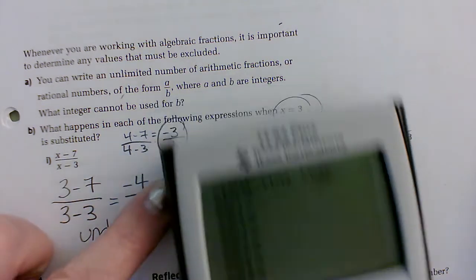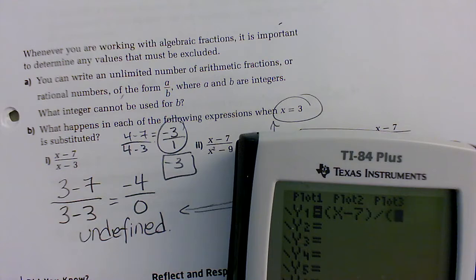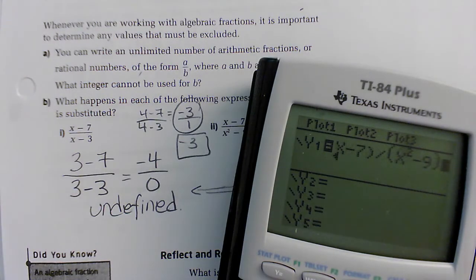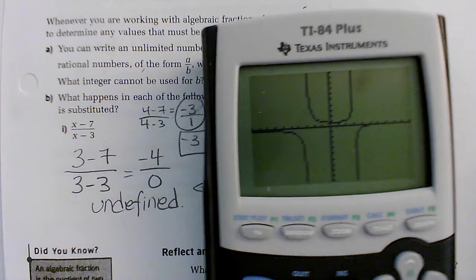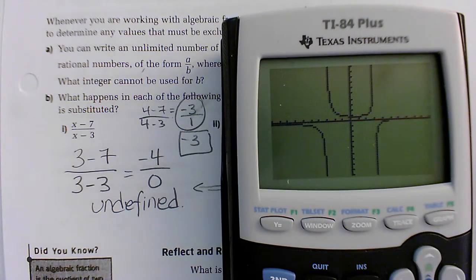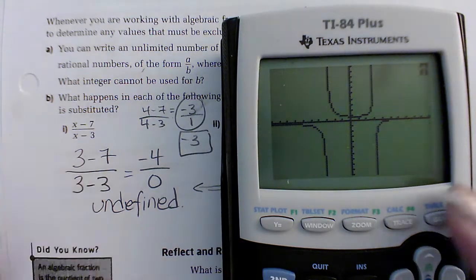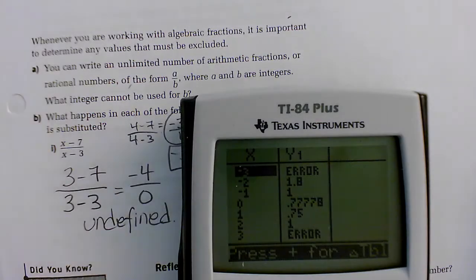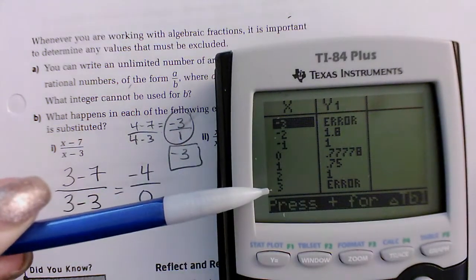All right, so let me see if this one gives you the x minus 7 divided by x squared minus 9. There we go. So if you have a new graphing calculator, it does not give the lines. But that's pretty cool, hey? When you look at the errors, there they are: -3 and +3.